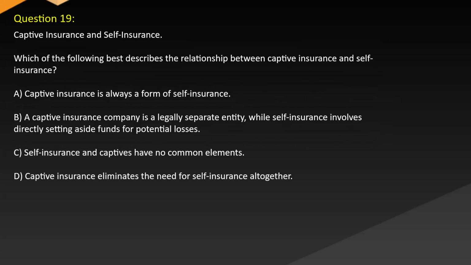Question 19. Captive insurance and self-insurance. Which of the following best describes the relationship between captive insurance and self-insurance? A. Captive insurance is always a form of self-insurance. B. A captive insurance company is a legally separate entity, while self-insurance involves directly setting aside funds for potential losses. C. Self-insurance and captives have no common elements. D. Captive insurance eliminates the need for self-insurance altogether.